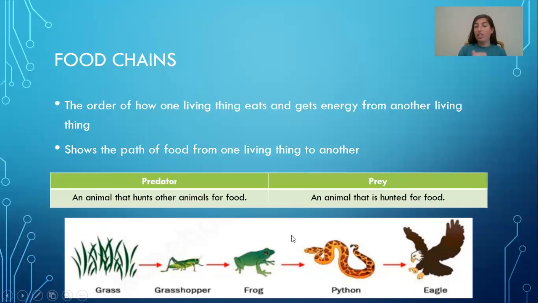So in this food chain, just like they said in the BrainPOP, animals can be both predators and prey. So in this food chain, which animals are both predator and prey? If you said that the frog and the python are both, you are absolutely correct. Okay? The frog is hunting the grasshopper, but is also hunted by the python. And the python is hunting the frog, being the predator, but is also hunted by the eagle, which makes it the prey.